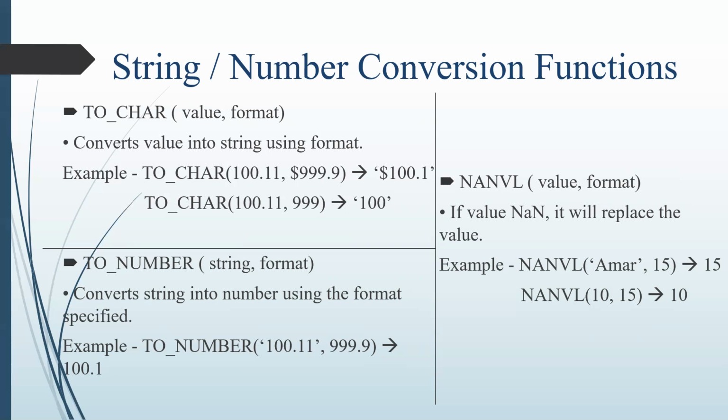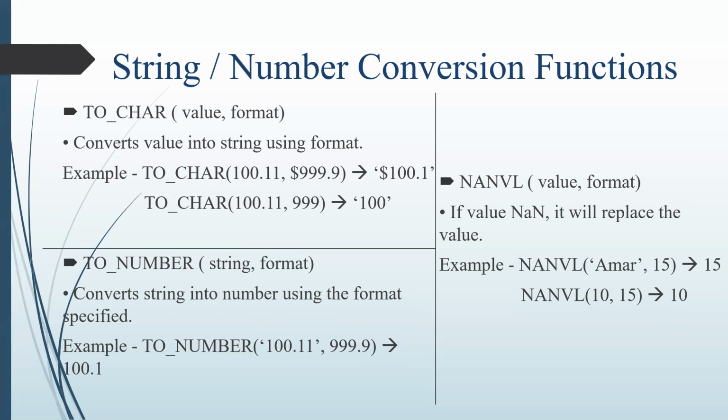The second example is 100.11 with the format 999. So we'll get the output as 100 in the form of a string. Second is toNumber, which is the opposite of toChar. If you want to convert a string into a number, use toNumber. You see we are passing the string 100.11 and we want the number output in the format 999.9. So we'll get the output as the number 100.1.